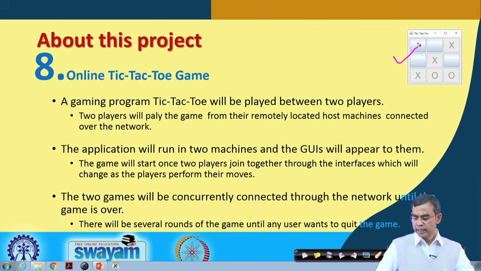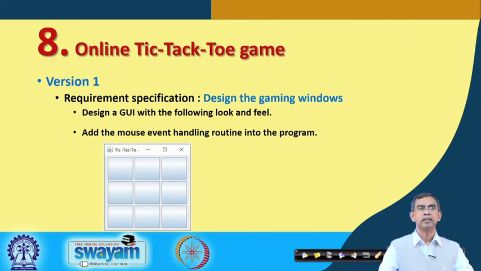Now, let us see how we can deal with this project. We will again follow a step by step incremental procedure, so that we can develop this game easily. The first task is to design the gaming window. As we see, it is a frame, and this frame includes, sorry, not 4, it is 9 button sort of thing, and we can do this framework easily.